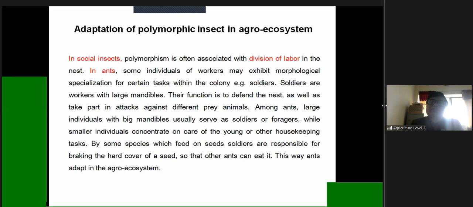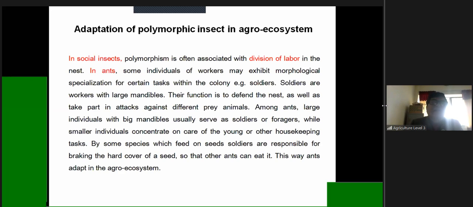Their function is to defend the nest. What is the function of the soldiers? To defend the nest, as well as take part in attacks against the different prey animals. So, when the ant is attacked by any kind of predator, the ants use these large and strong mandibles to defeat or to defend against the predator.